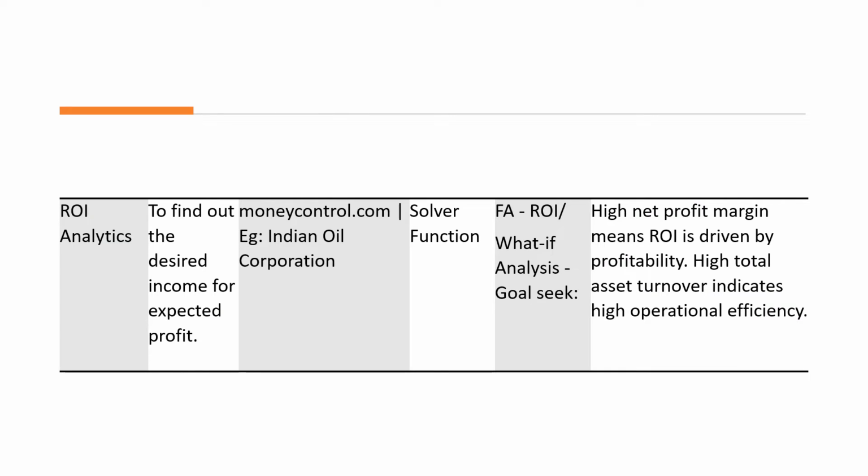Coming to the analytics, for which purpose are we using it? We wish to find out the desired income for the expected profit. So we give as input the expected profit from our investments, and for that, we find what the revenue will be. Once you identify the income, we have to work out whether we are able to achieve it. That is the core aim of this analytics. Usually we can use the Solver function in Excel, and you can prepare the summary with What-If Analysis.